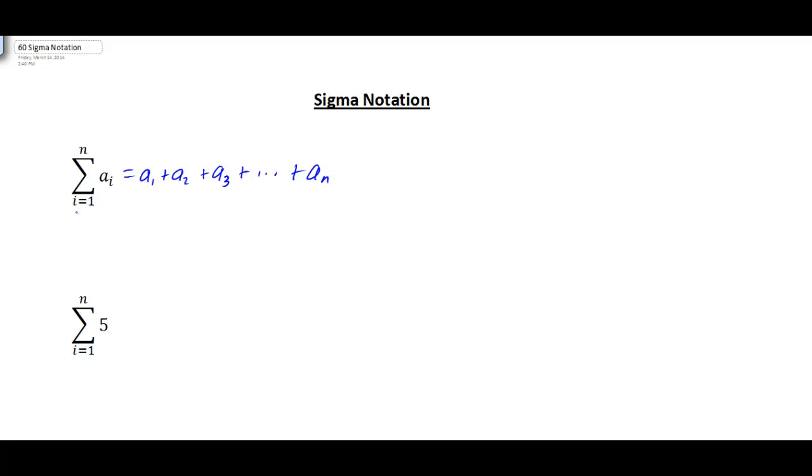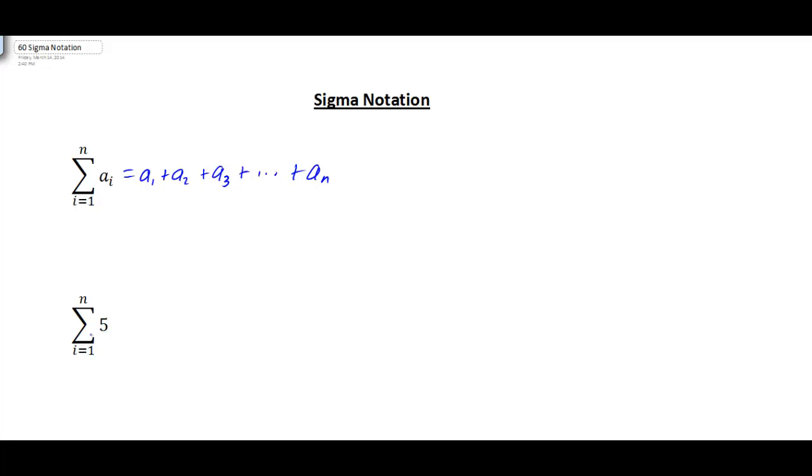The letter i is simply the index of summation, and a sub i is the ith term. So a sub 1 is the first, a sub 2 is the second, and we're simply going to add all of these together up to what we call the nth term. Now, most of the time you'll see the letter i used as the index of summation. Sometimes you'll see j or k, but this is just a variable used to indicate your ith term.